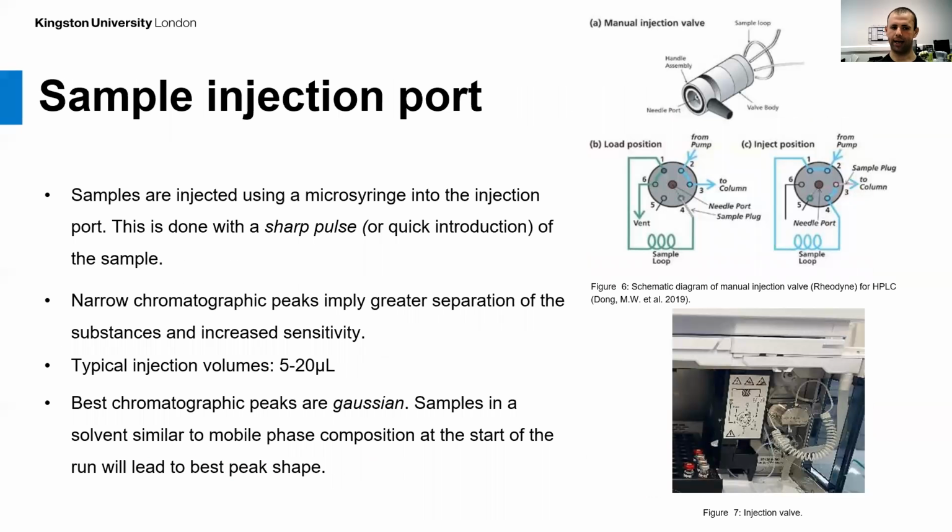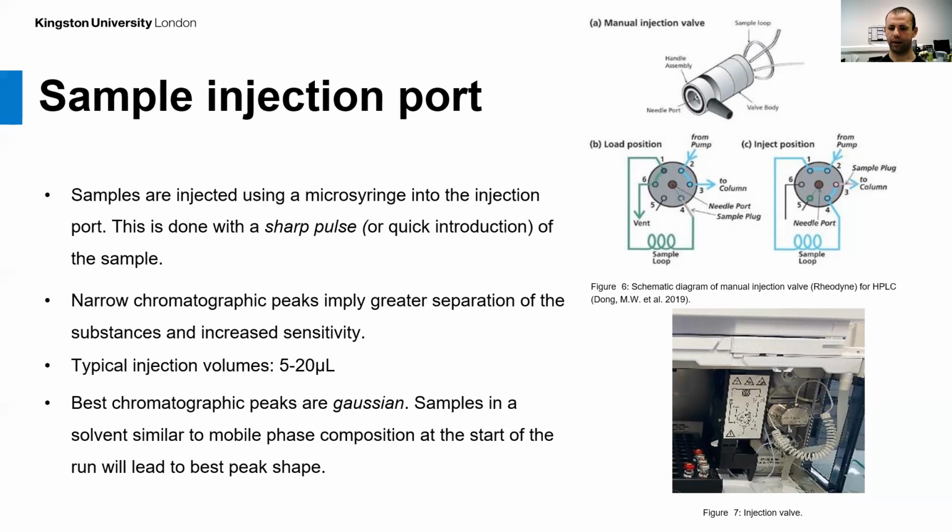Sample injection port. Samples are injected using a microsyringe into the injection port. This is done with a sharp plug of the sample. It's important to have narrow chromatographic peaks, which give a greater separation of the substances and increased sensitivity. The typical injection volume used is 5 to 20 microliters. Gaussian peaks are the best chromatographic peaks, and dissolving samples in a solvent similar to the mobile phase composition at the start of the run will lead to the best peak shape.